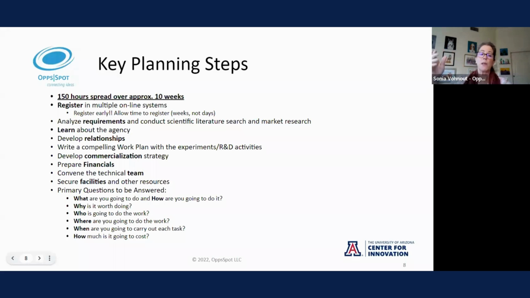And so the primary questions you're going to be asking yourself: what are you going to do and how are you going to do it? Why is it worth doing? So why should DOE give you the money, and what's that impact? Who are you going to be working with? Where are you going to be working? When are you going to be carrying out each task, and how much is it going to cost? Next slide.